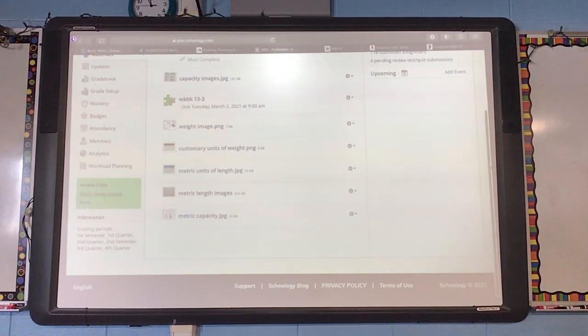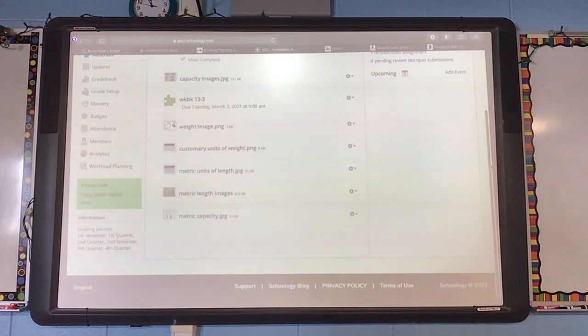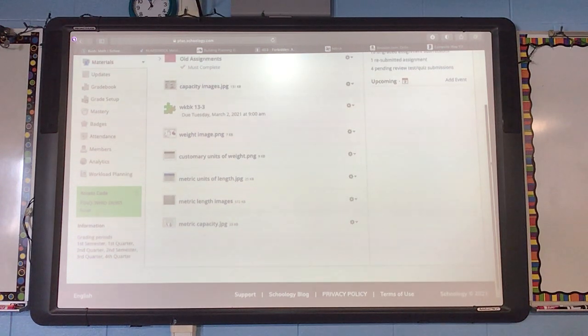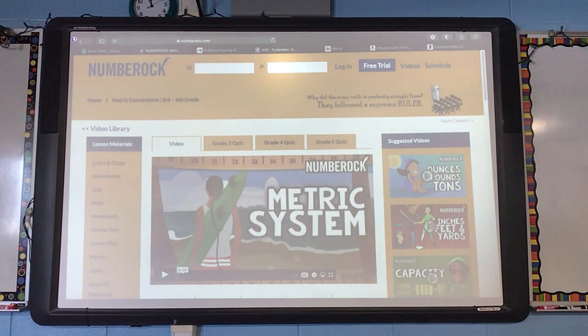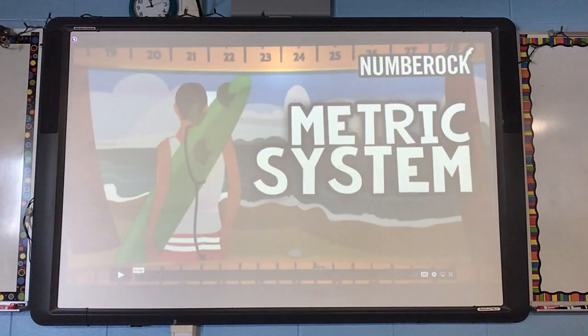We are looking at capacity, and we've looked at capacity before, but we looked at it with our customary units of measurement. Today we're going to look at capacity using metric. There is going to be a chart that you will need to save on Schoology under math called metric capacity. And that's going to be our chart to help us figure out our conversions. And we have a metric song to listen to before we dive in here. Both lights off, please.